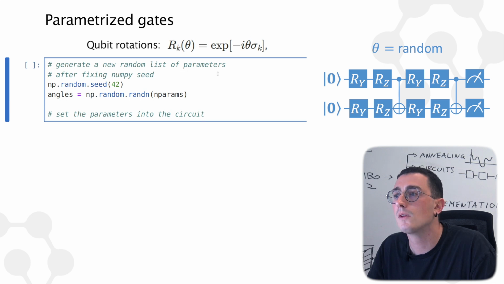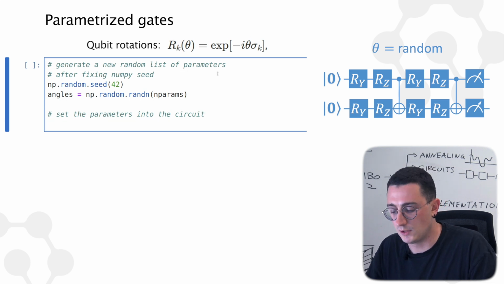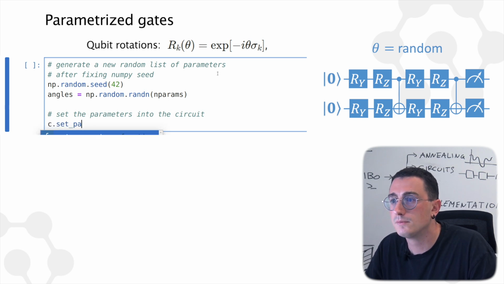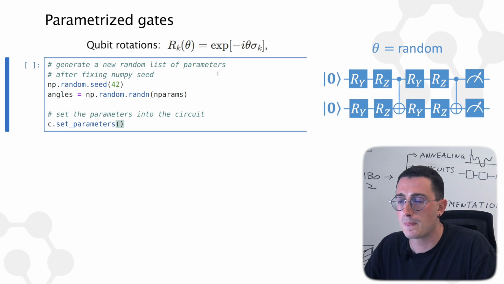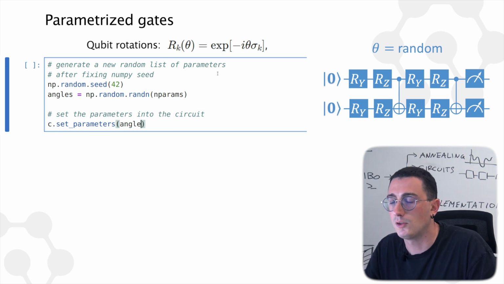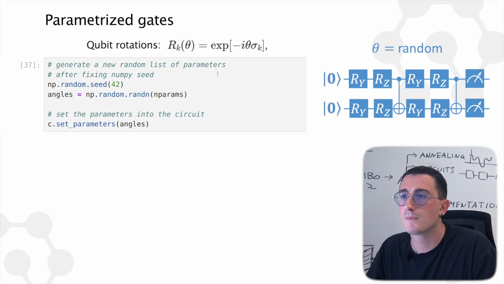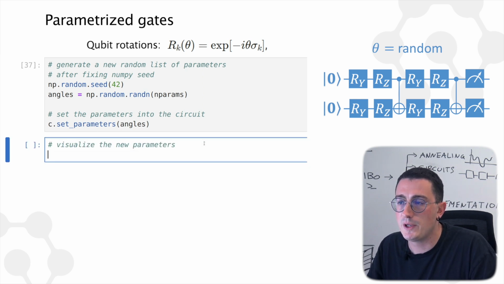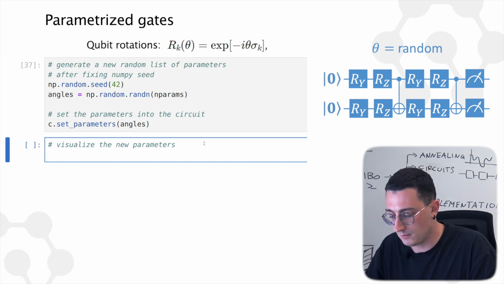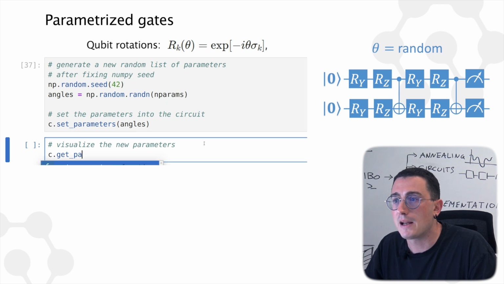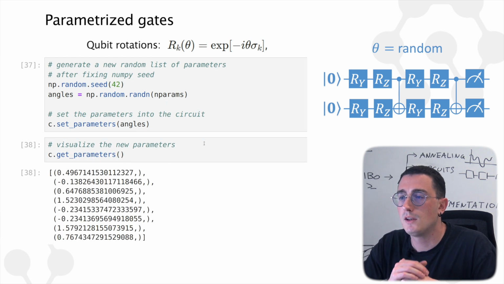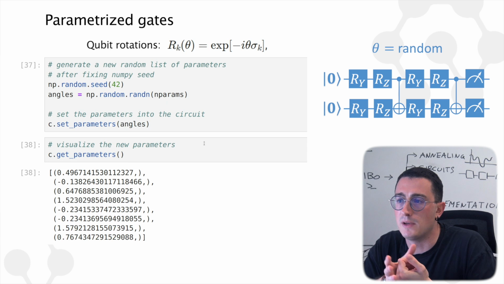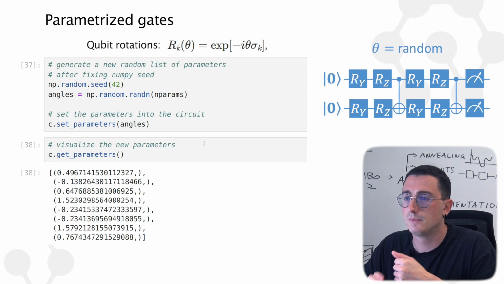And then we set these angles into the circuit, and we can do that by calling c.set_parameters, and you just pass the parameters, so in this case angles. So now, in order to check if we properly injected the parameters inside the circuit, we can call again the c.get_parameters function, and we can see that now we have these random numbers inserted into the circuit.